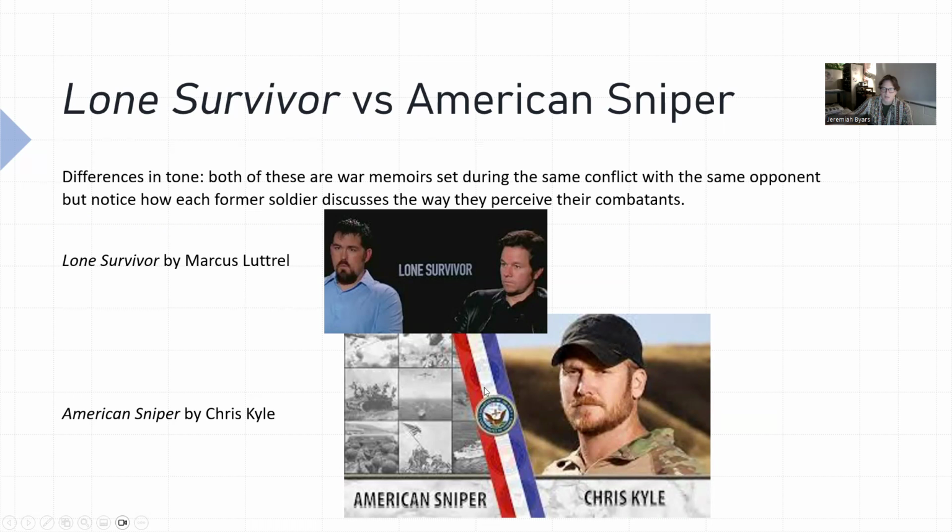Both Marcus and Chris are Navy SEALs. They both fought in the Middle East. They both fought post 9/11. They have a lot in common in that way. Now, they've fought in different parts of the Middle East.